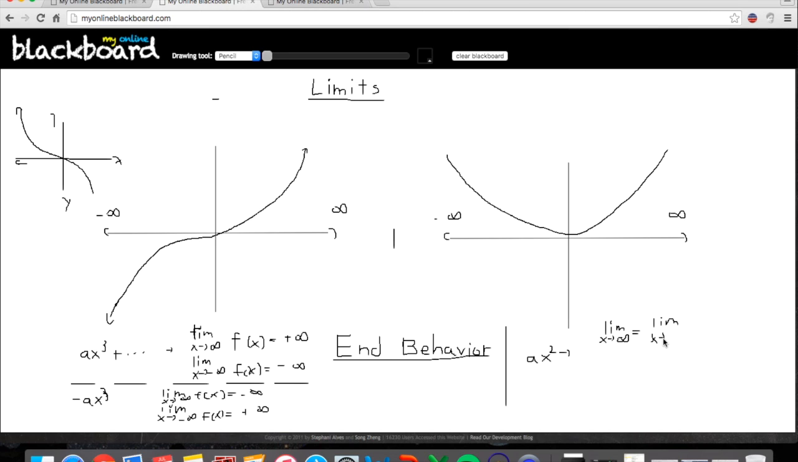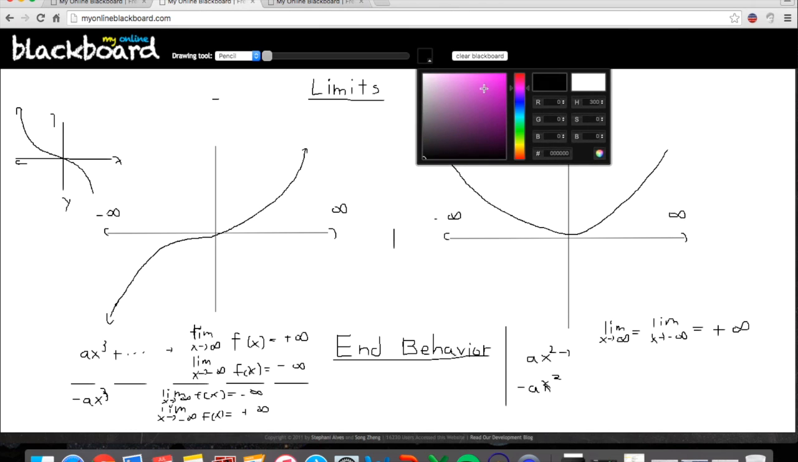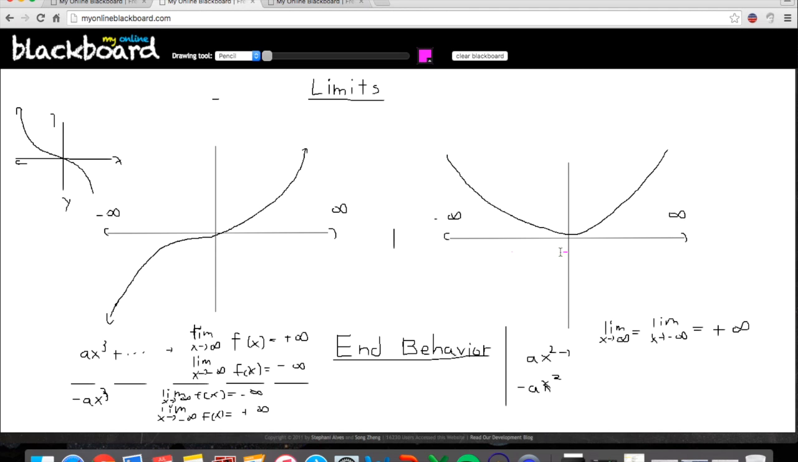So I'm going to put negative infinity, and that equals positive infinity. Now, if I make the coefficient negative, what's going to happen is that all these values will become negative. So I'm just going to put this in a different color. What I'm going to get is something that opens up downward.